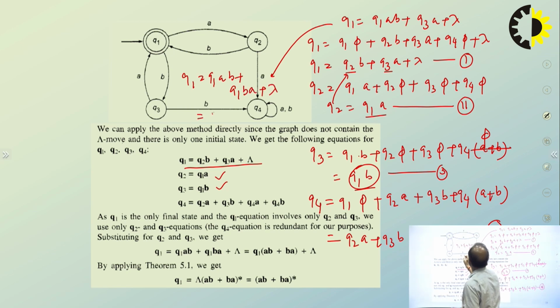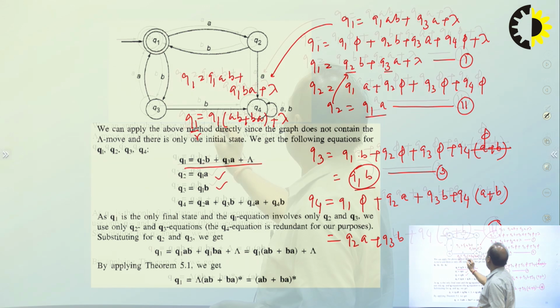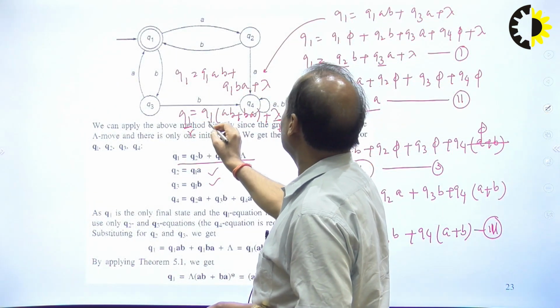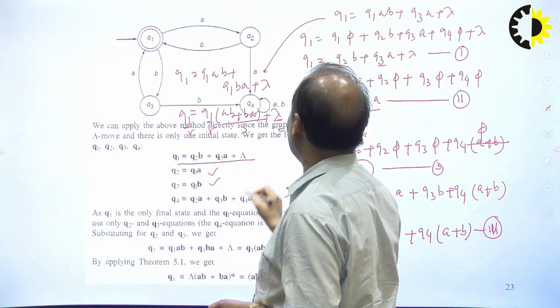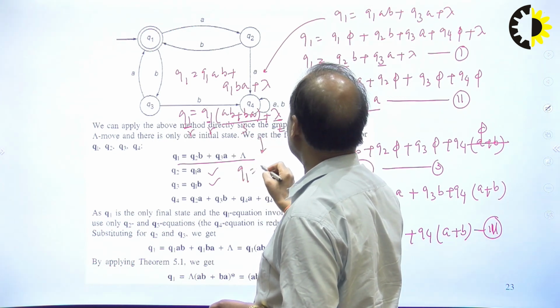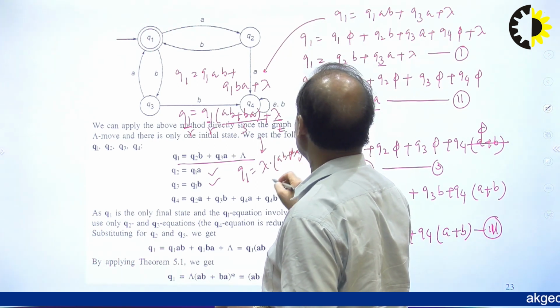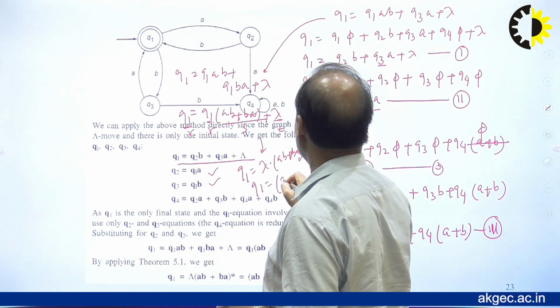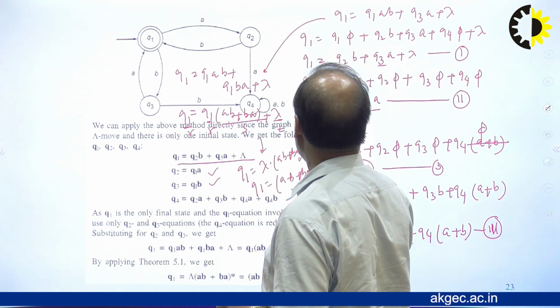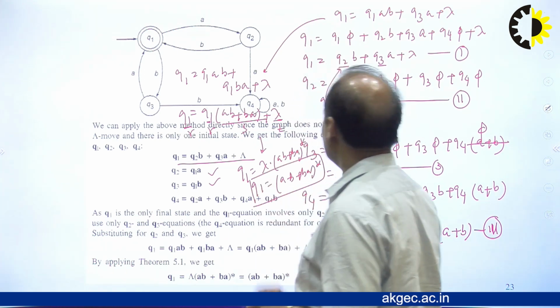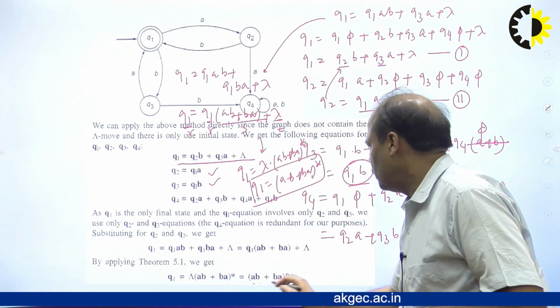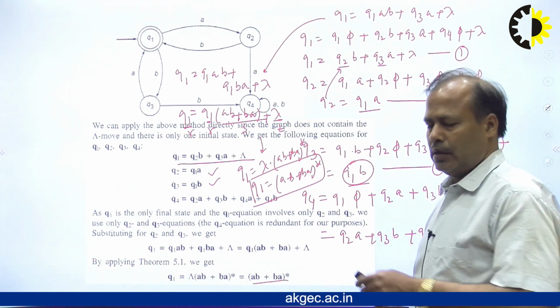Now Q1 can be taken outside: Q1 (AB plus BA) plus lambda, right? So this is simple, Arden's theorem can be applied. R is this, T is this, and S is this. By Arden's theorem, Q1 will be T S star, which is lambda (AB plus BA) star. So Q1 will be equal to (AB plus BA) whole star. And since Q1 is the final state, this is the regular expression. This is a very easy method to get regular expressions, right?